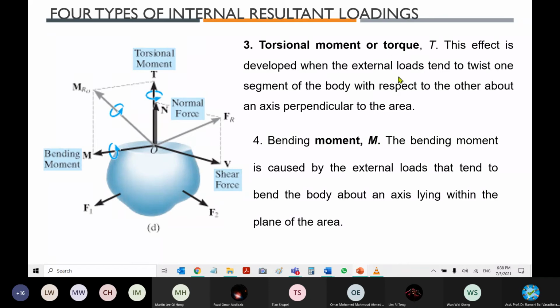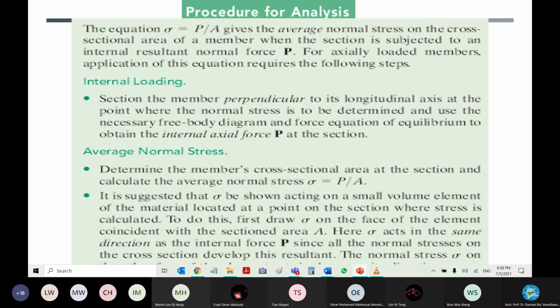Torsion effect is developed when the external load tends to twist or rotate a segment of the body with respect to the other about a perpendicular axis. About a perpendicular axis, that is important. Rotation is about a perpendicular axis. Bending moment, as I said before, is a moment acting about an axis. That's important. It's always about an axis lying within the plane. Later, when you do calculations, you remember this point.